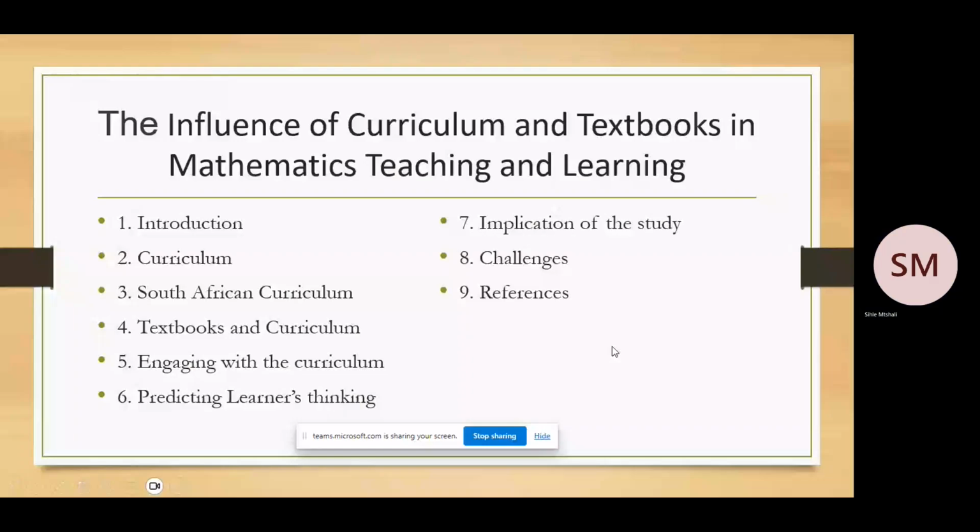Okay, good morning. I'm going to be talking about the influence of curriculum and textbooks in mathematics teaching and learning. I'll do an introduction quickly and explain what the curriculum is, go on to the South African curriculum and compare the textbooks and curriculum, looking at the engagement with the curriculum, who participates in the curriculum, and predicting the learner's thinking, and also the implication of the study, then also look at the challenges and the references.